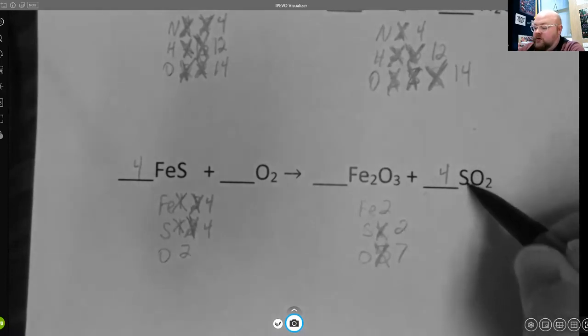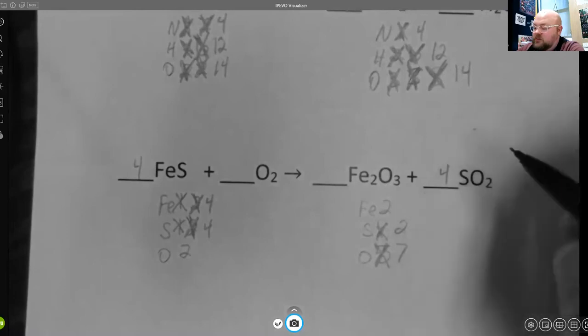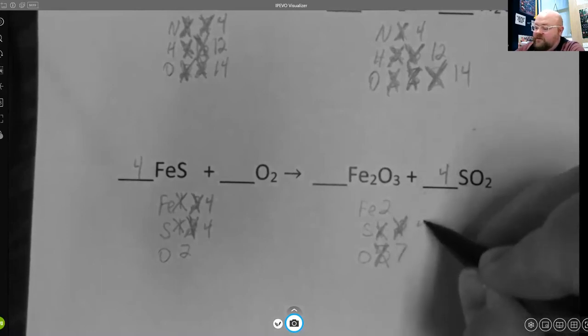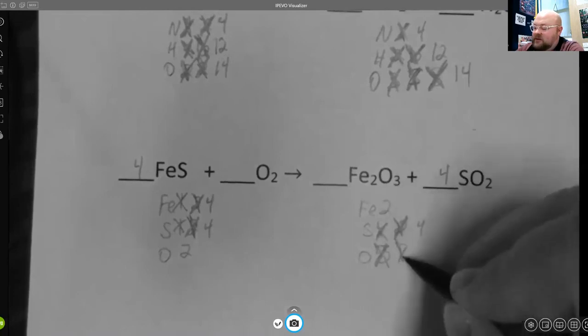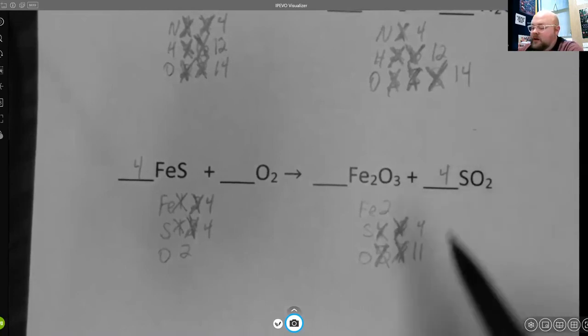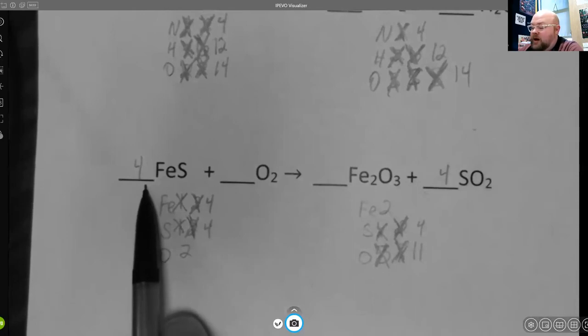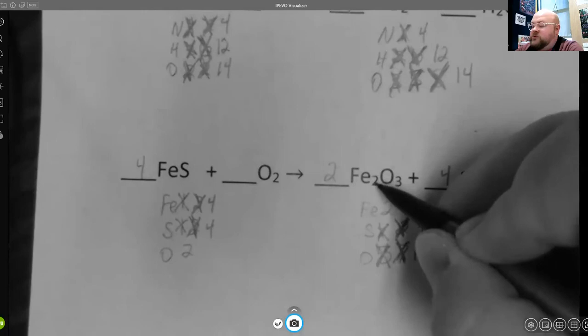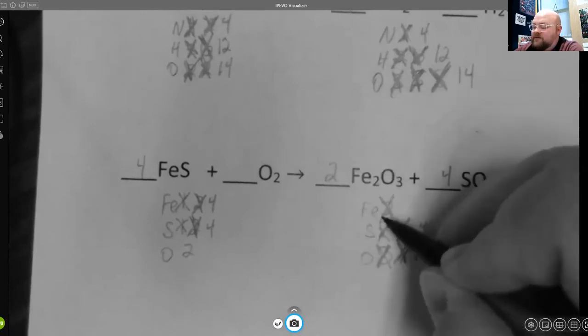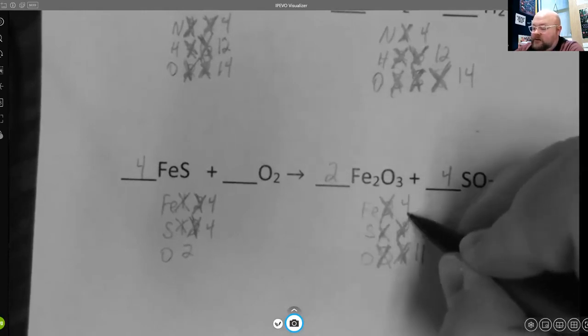to get 4 sulfurs. So my sulfurs are now 4. That messes with my oxygens. Now it's 8, 9, 10, 11. I also need 4 oxygens. So I'm going to multiply this one by 2 because I already have 2. So 2 times 2 gives me 4 irons.